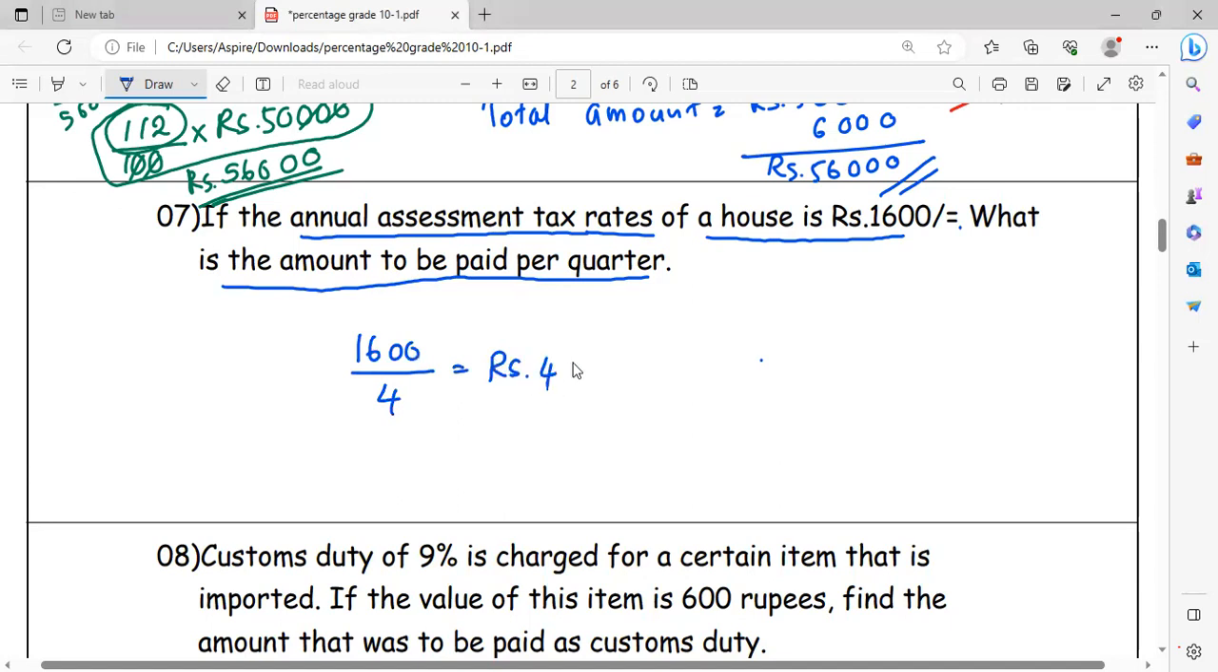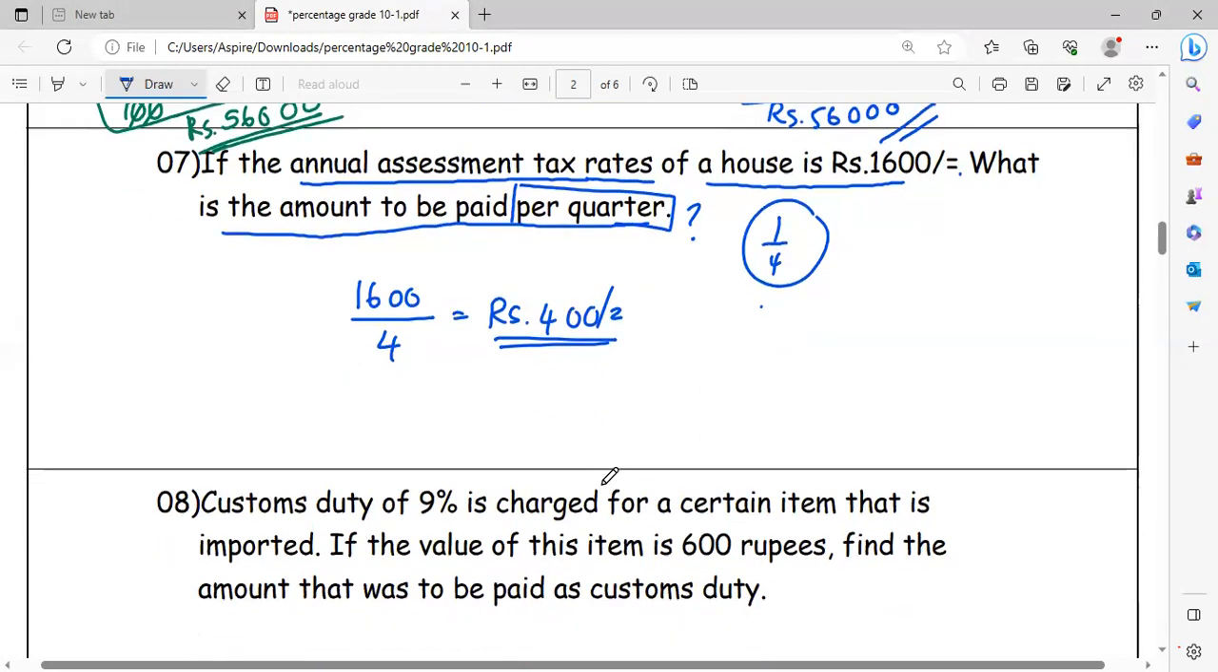It is 400 rupees. Those who can't give the answer for this question have the problem that they don't know what is meant by quarter. Okay, a quarter is 1/4 of the year. Then you have to divide the amount that has to be paid for a year by 4.